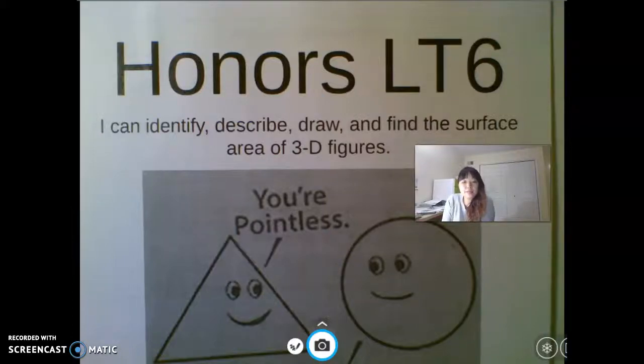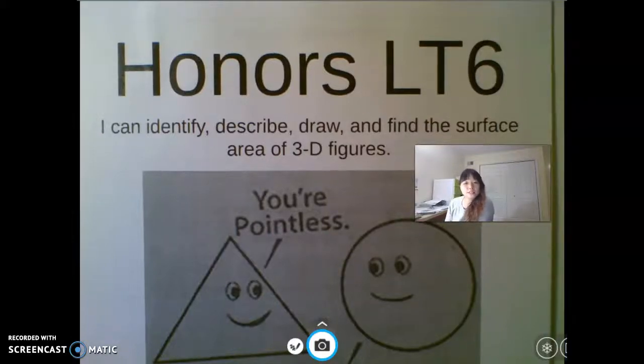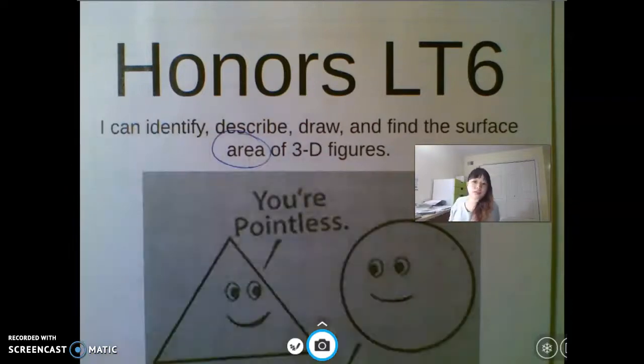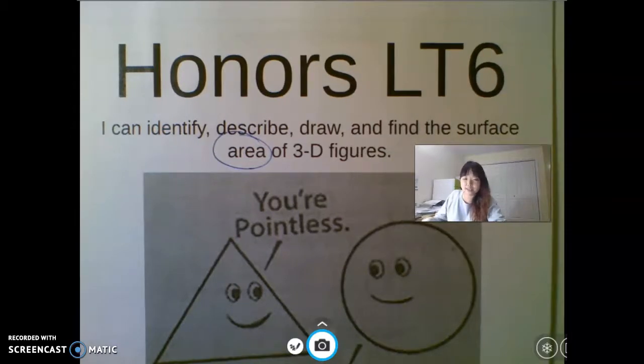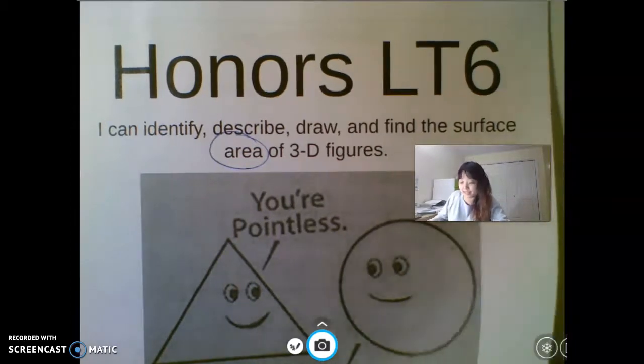Hi guys, we are starting a brand new learning target, LT6. Learning targets 6 and 7 are all about geometry. In 6, we are looking for the area, that's a keyword. And in learning target 7, we're looking for the volume. There will be 5 videos, so please watch all 5. It doesn't take that much. So let's get into it.